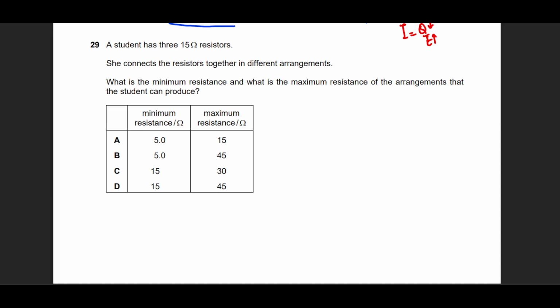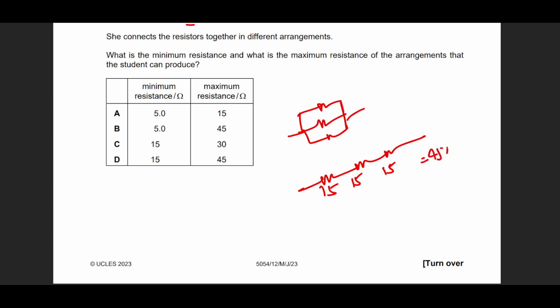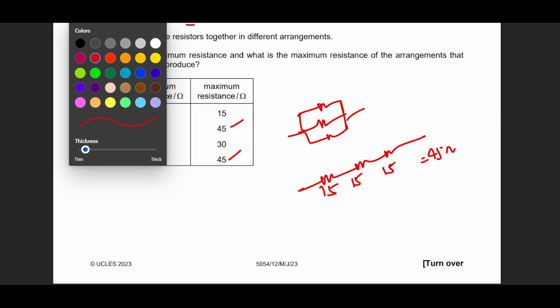A student has three 15 ohm resistors. He says, what's the best combination, minimum or maximum? So minimum would be possible when you connect them in parallel combination, and maximum is when you connect them in series combination. So 15, 15, 15 will be 45 ohms. So maximum is 45, but you have to make a decision between 5 and 15.